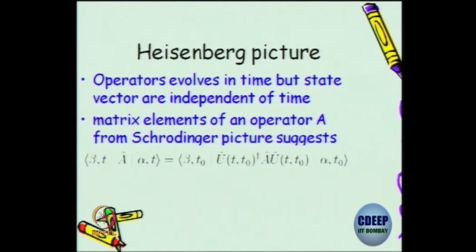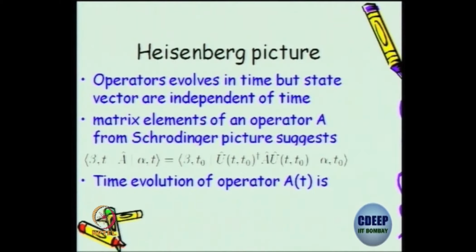The form is suggested by looking at this equation, that there is a time evolution of operator A of t, which should be the A operator at a specific time t equal to t naught, and you do the time evolution in this way.